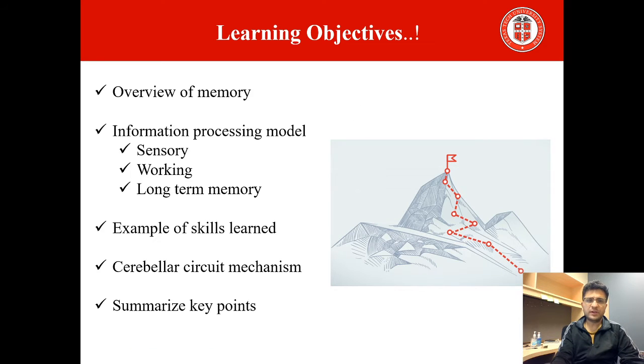Our learning objectives include an overview about memory, and then we will discuss the information processing model in terms of sensory, working memory, and long-term memory in a bit of detail for a few minutes. Then we'll take an example of how this model is applied to a particular skill. Then, very briefly, I'll talk about the cerebellar circuit mechanism, which might operate if we are dealing with a certain skill. And then we'll summarize some of the key points at the end.